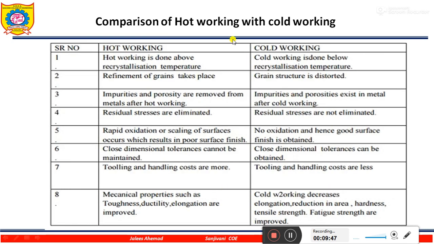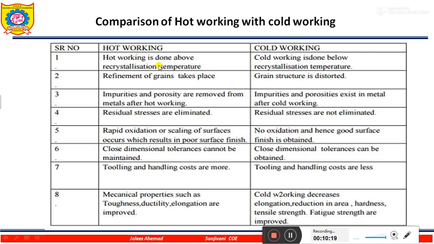Comparison between hot and cold working, this is very much important. Hot working is done above the recrystallization temperature. Cold working is done below recrystallization temperature. So what is recrystallization temperature? Recrystallization temperature is a particular temperature below the melting point of a metal or material.